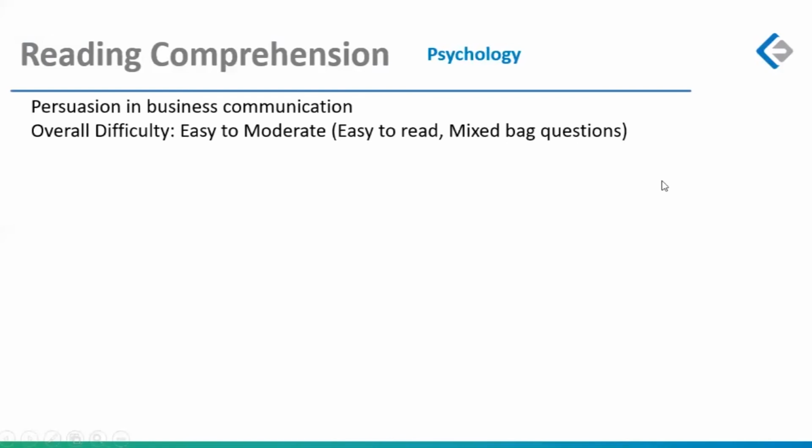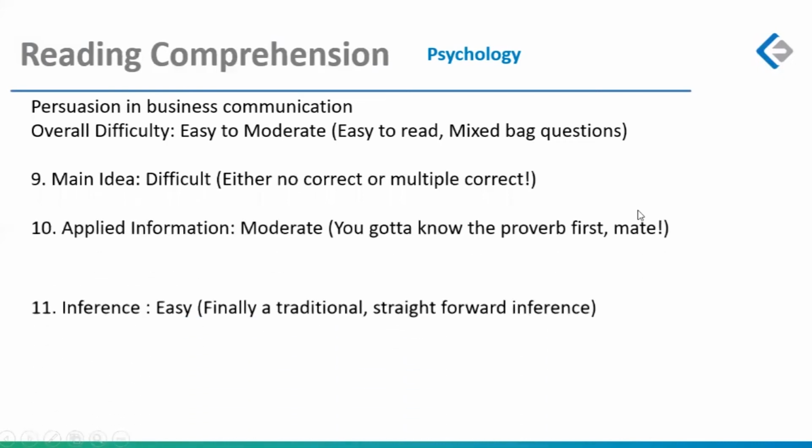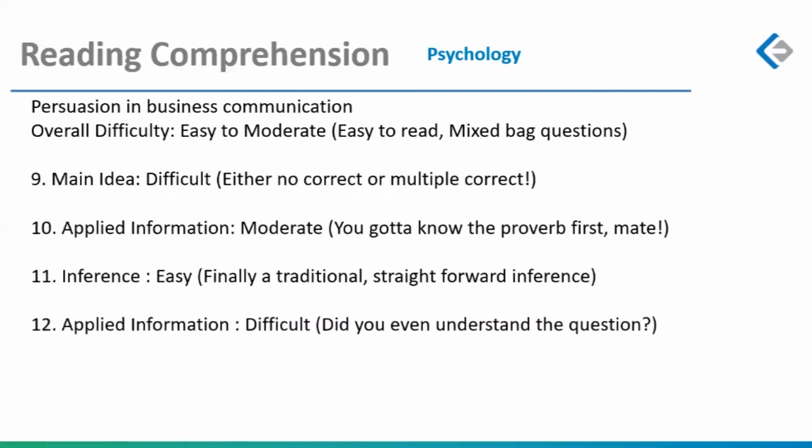Right then, third passage, psychology. Not so much psychology, probably more contemporary, in terms of persuasion and business communication. Overall difficulty level, easy to moderate, again, easy to read, mixed bag questions. In fact, the first passage that had what I call an actually easy question. Main idea, it almost feels like either all are correct. I mean, there are multiple correct answers or there's no correct answer. So a bit of a trap there.